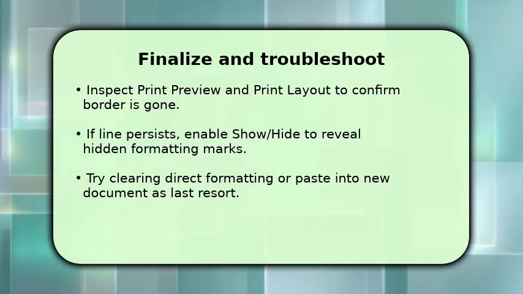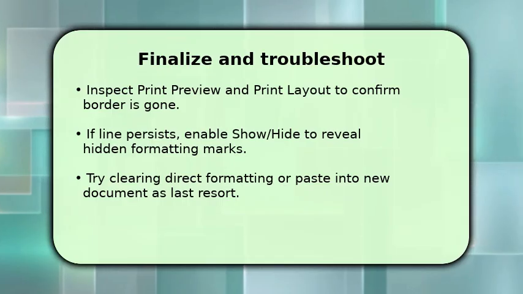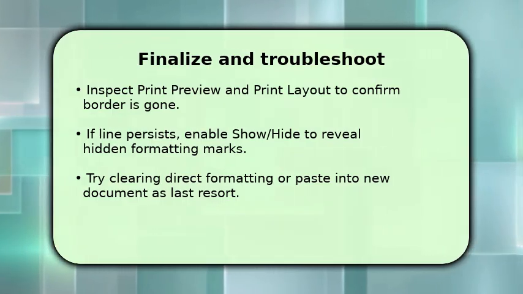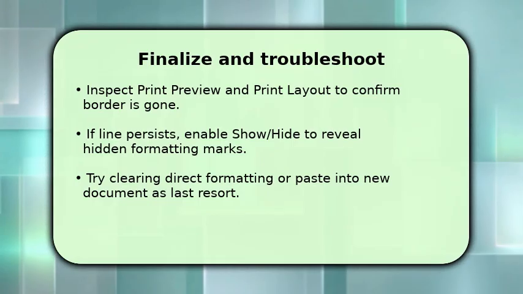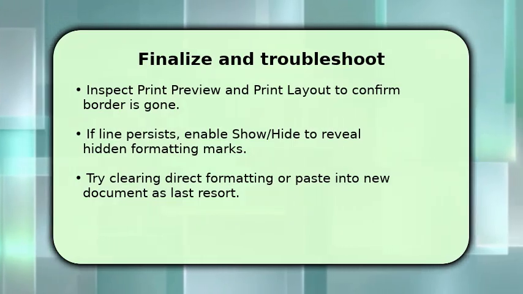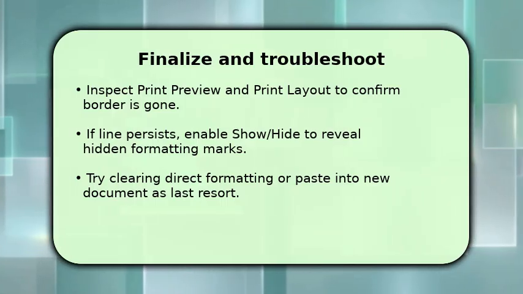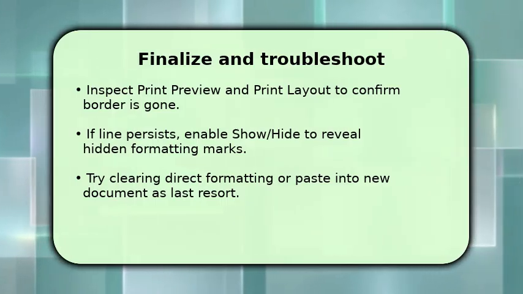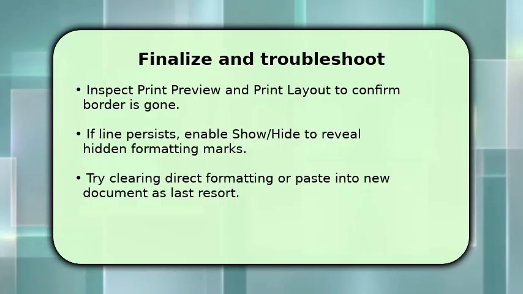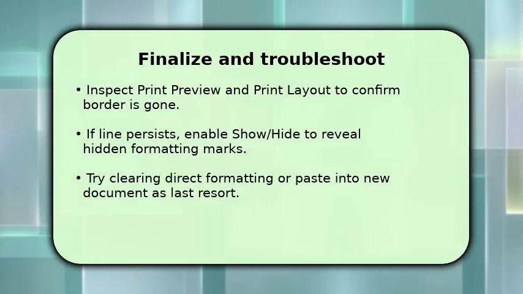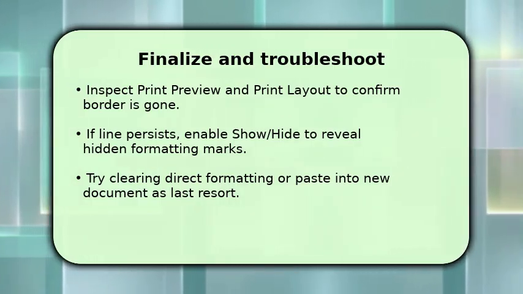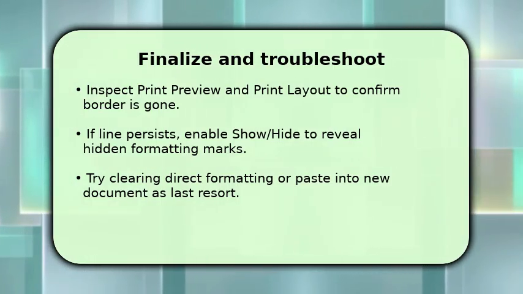If the line persists, turn on Show/Hide to reveal paragraph marks, section breaks, or anchored objects that create lines. Make sure to clear direct formatting with Clear Formatting or select the text and reset borders. If nothing works, copy the content into a new blank document to isolate corrupt styles or invisible objects. That usually eliminates stubborn borders.